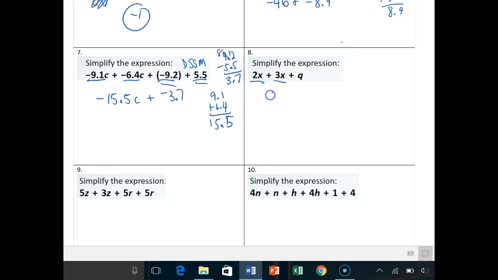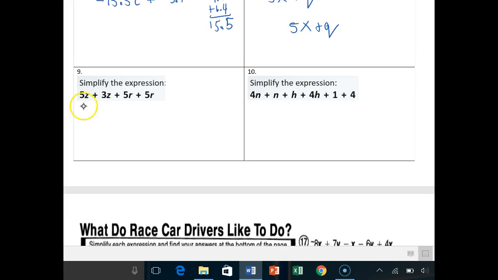2x and 3x, that gives us 5x. q is just q. Don't put 1q. You could put 1q as your answer, but on BuzzMath, just put 5x plus q. It doesn't want a coefficient of 1. And 5z, 3z, and then 5r and 5r are like terms, so we get 8z plus 10r. And then lastly, number 10, 4n, remember there's a 1 there, and 1n, and then 1h and 4h, and then 1 and 4. So you have 3 pairs of like terms. So we have 5n plus 5h plus 5, and that's it.